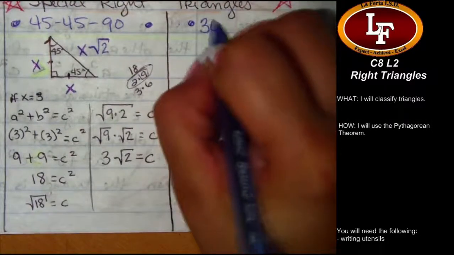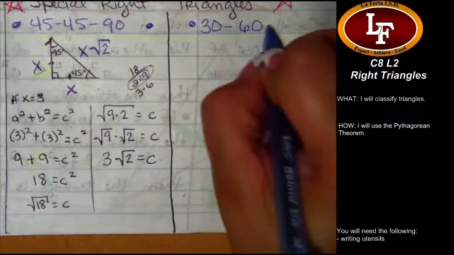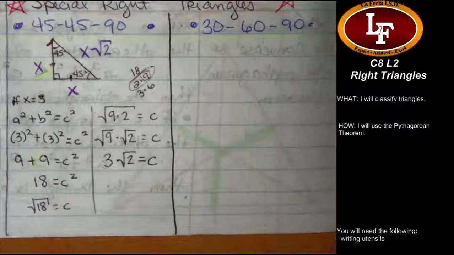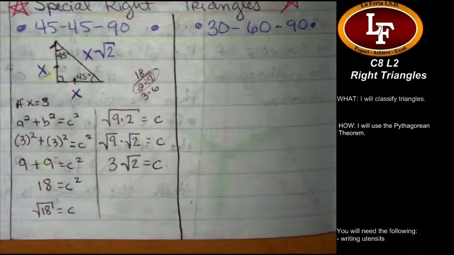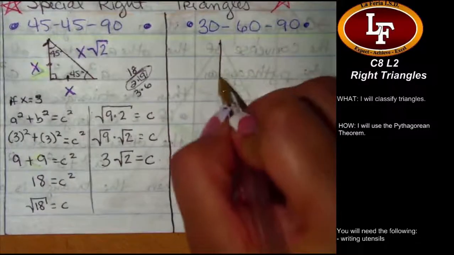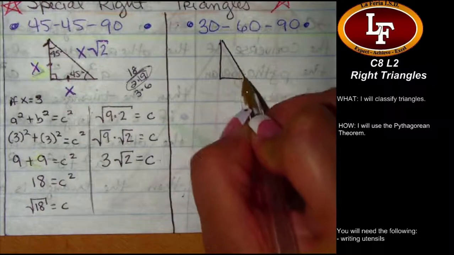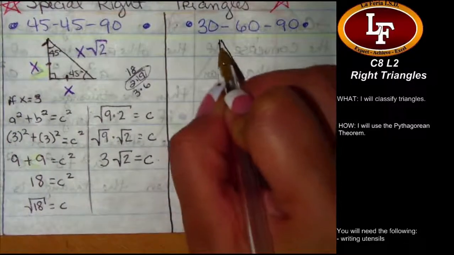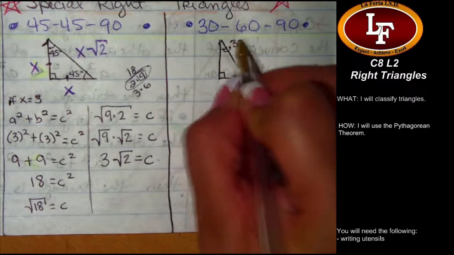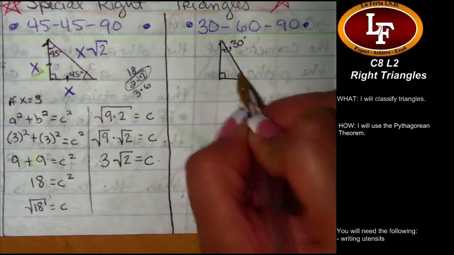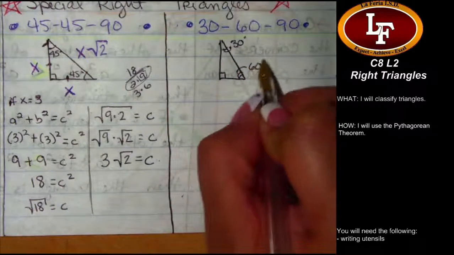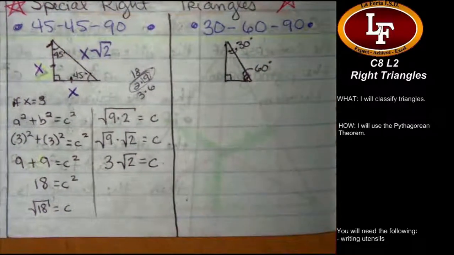The next special right triangle is called the 30, 60, 90 right triangle, and it's called that because it looks like this. This tiny angle right in here measures 30 degrees. This medium angle right here measures 60 degrees. And the other one is 90 degrees.